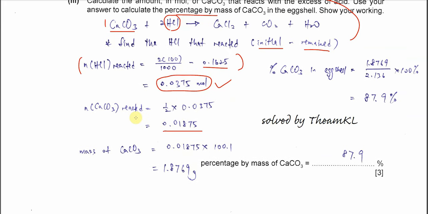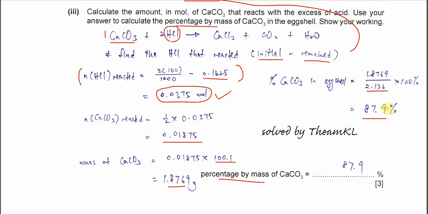Once you get the moles of calcium carbonate, times the molar mass, you get the mass. So it's 1.8769 grams. Still not finished, because it's asking for percentage by mass. You need to use the mass obtained here, the actual calcium carbonate that reacts with acid, over the mass that was taken. So it's 1.8769 over 2.136 times 100%. So you get 87.9%, meaning the eggshell has 87.9% calcium carbonate by mass.